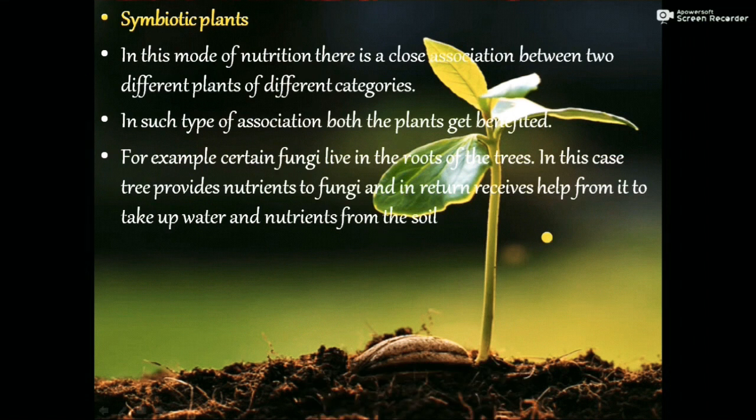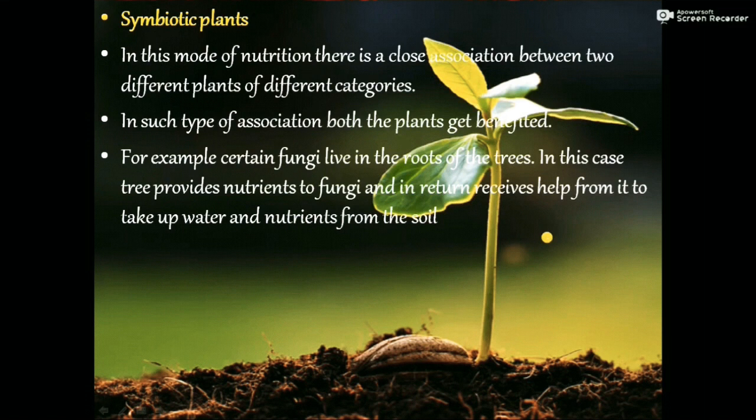Symbiotic mode of nutrition. In this type of nutrition, two organisms are involved. The organisms involved are called symbionts. The organisms are mutually benefited by each other. No special structures are used for this type of nutrition. Amongst symbionts, one organism provides nutrients while the other provides protection or other benefit. For example, fungi live in the roots of a tree. In this case, the tree provides nutrients to the fungi and as a result, the fungi give the tree water and nutrients from the soil.